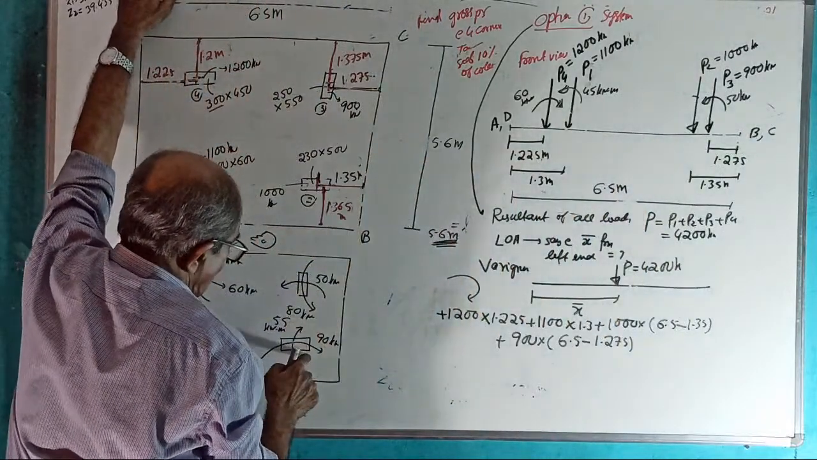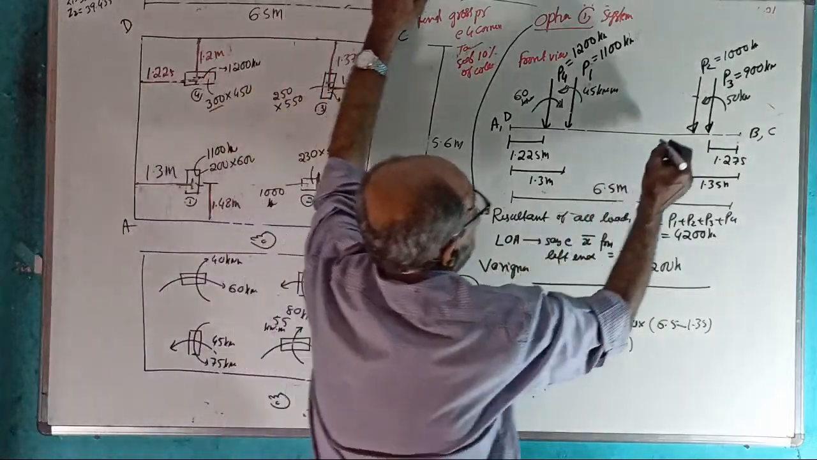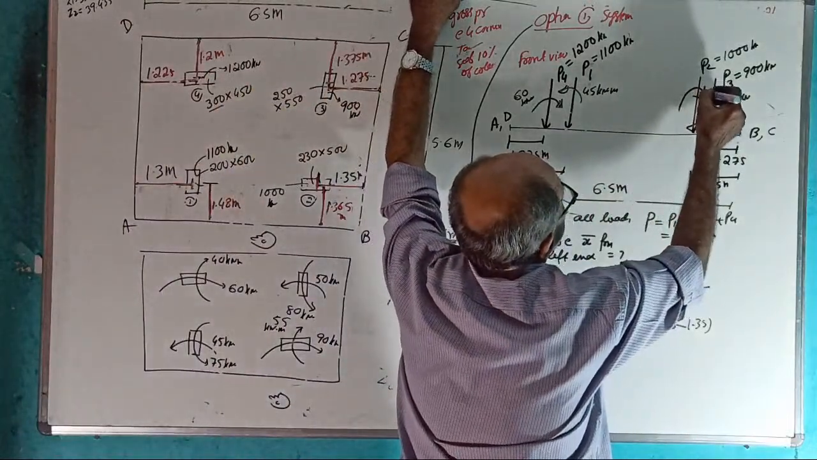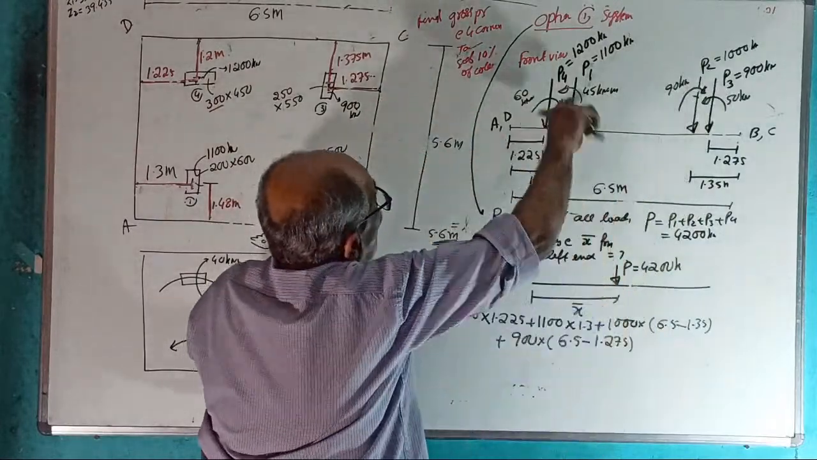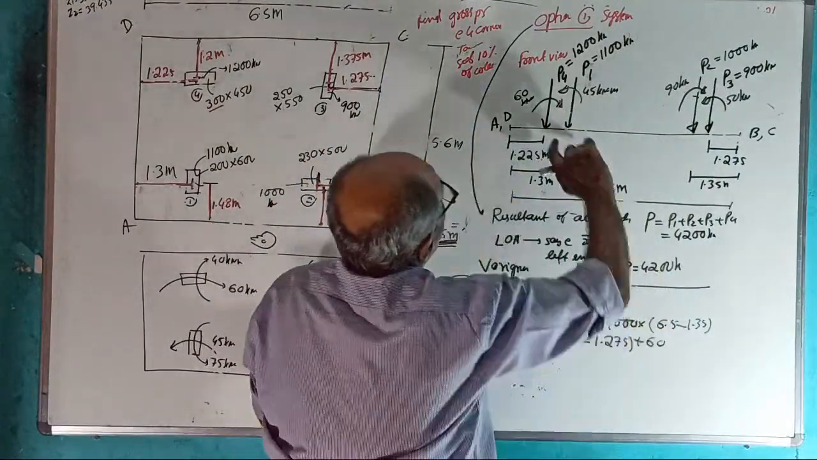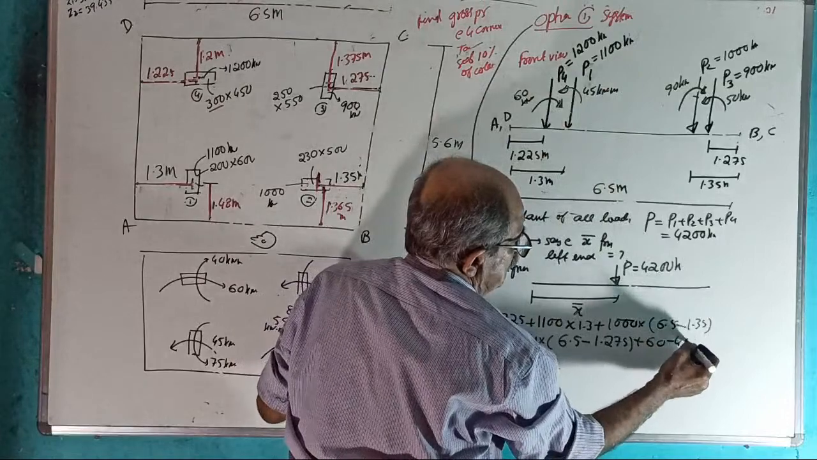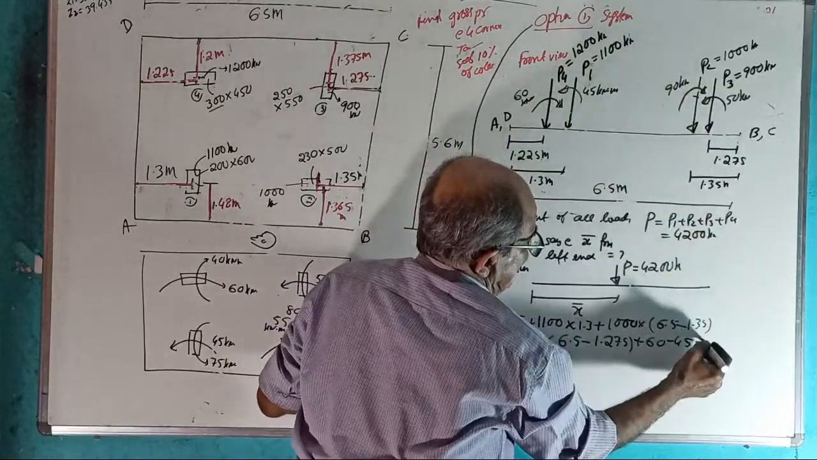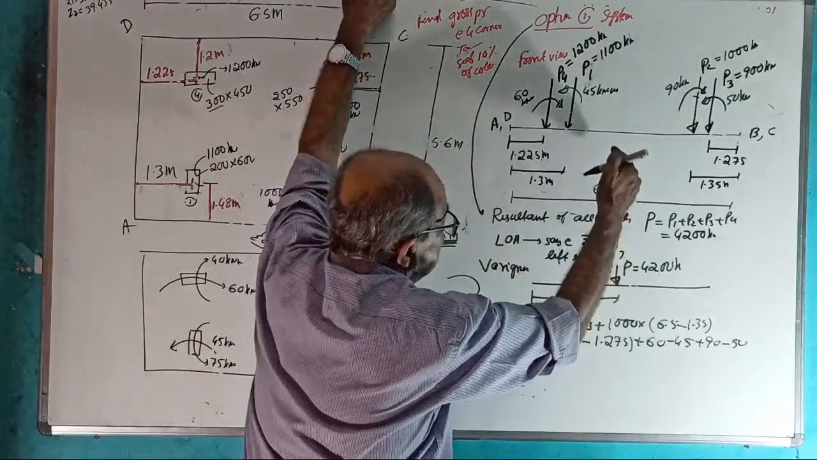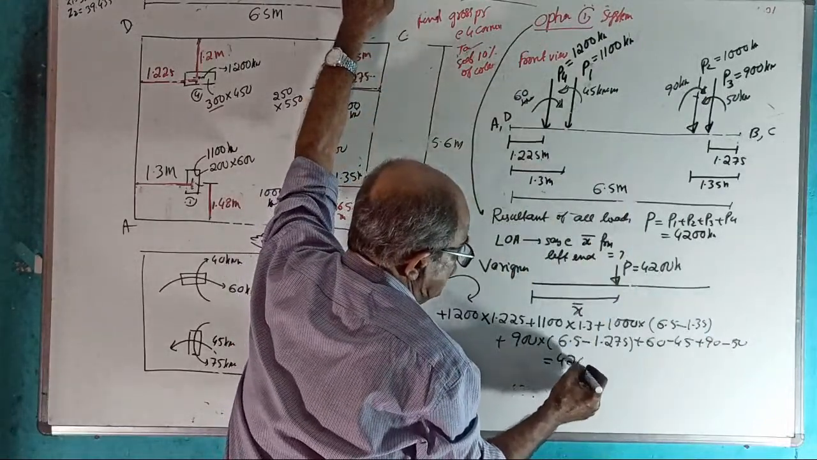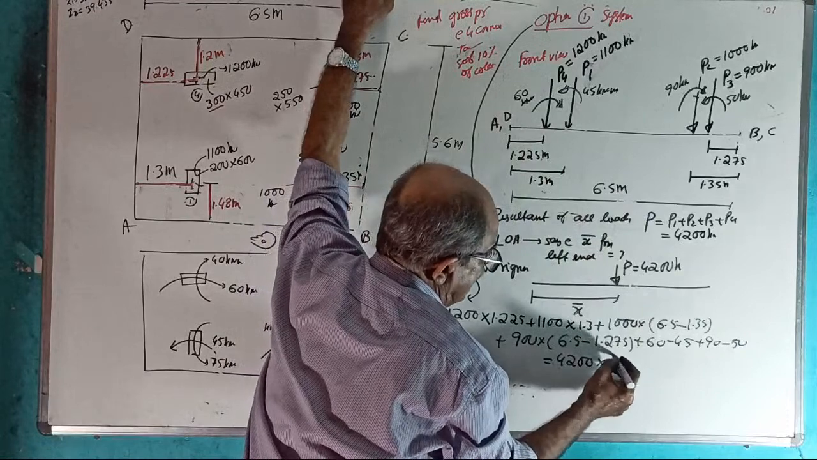Column 4 has a clockwise moment of 90, only lengthwise, clockwise 90 kN·m. Means now plus 60, minus 45, plus 90, minus 50, equal to the resultant load 4200 into x bar.